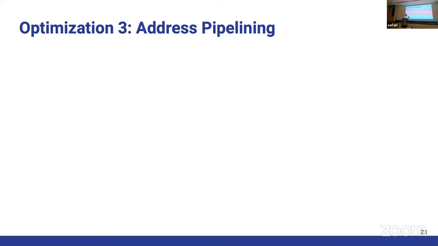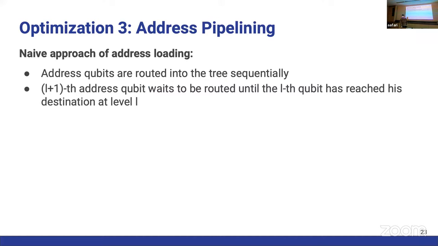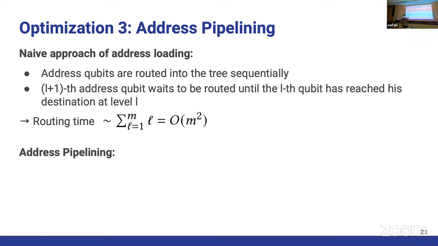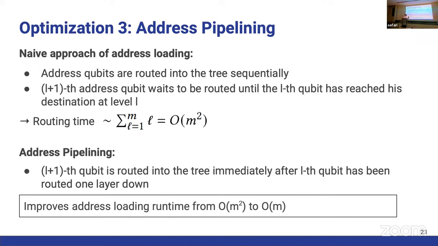The third and final optimization is address pipelining. The naive approach of address loading is that address qubits are routed into the tree sequentially. The (L+1)th qubit waits to be routed until the Lth qubit has reached its destination at level L, which leads to a running time of O(M squared). However, with address pipelining, we do not need to wait for the previous qubit to reach its layer in the binary tree, and we can start routing the next qubit as soon as the previous qubit has gone one layer further down. This improves the address loading runtime from O(M squared) to O(M), where M refers to the number of address qubits.